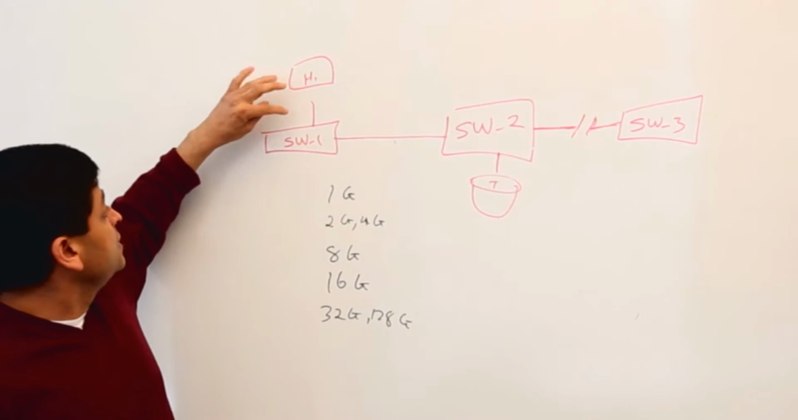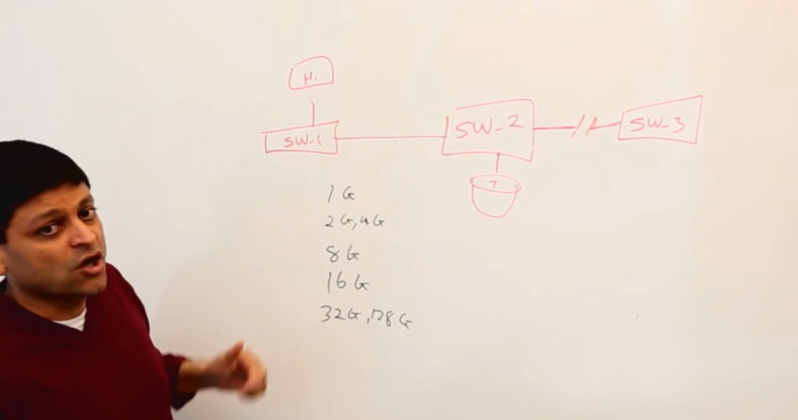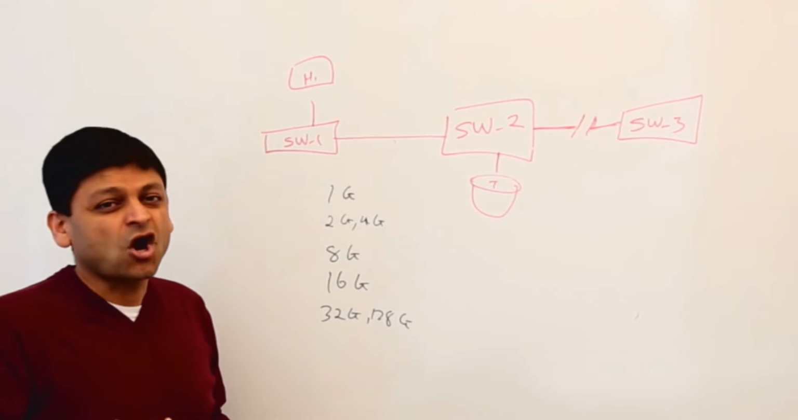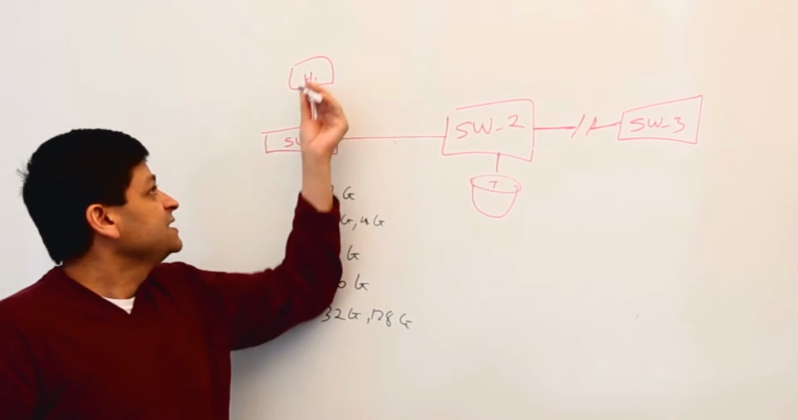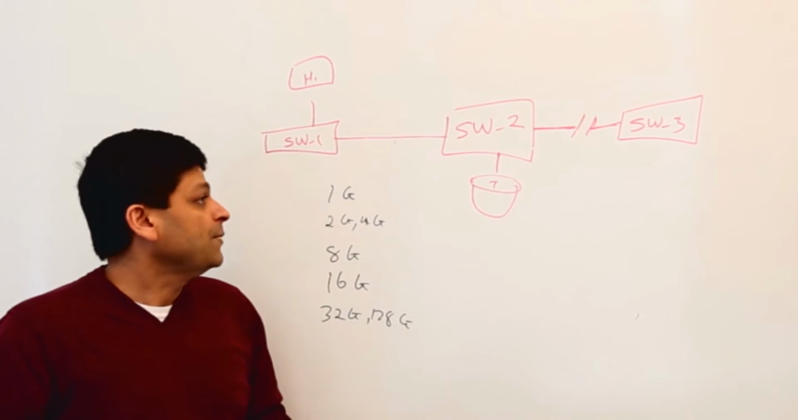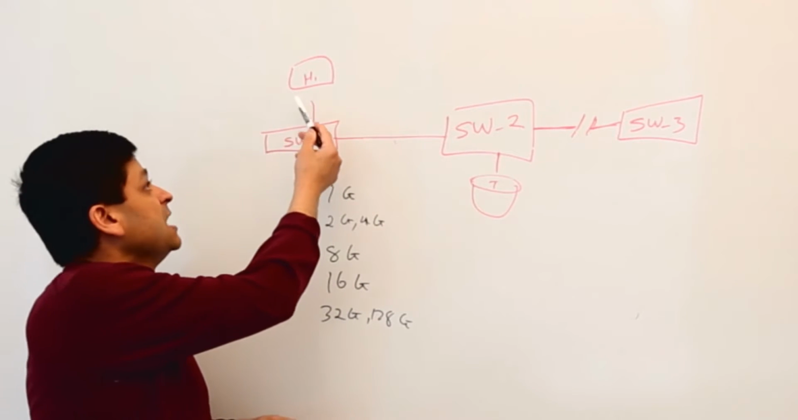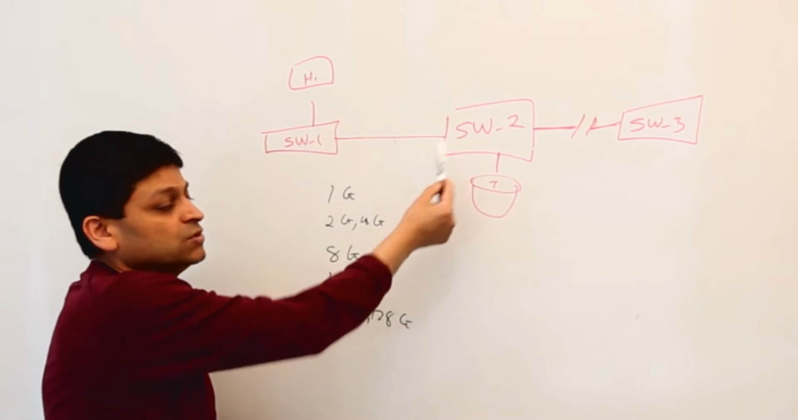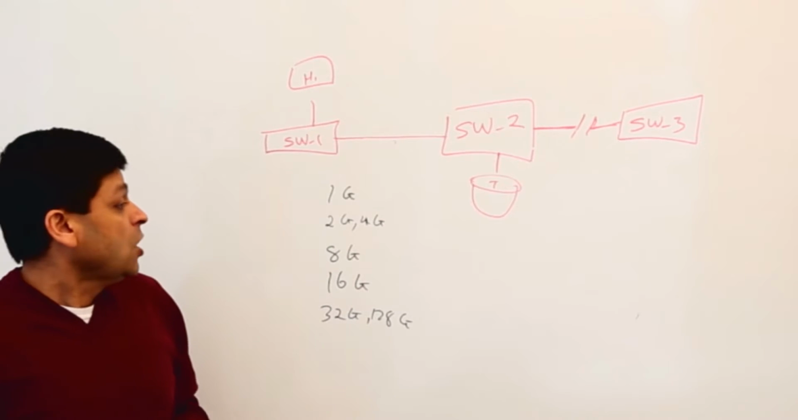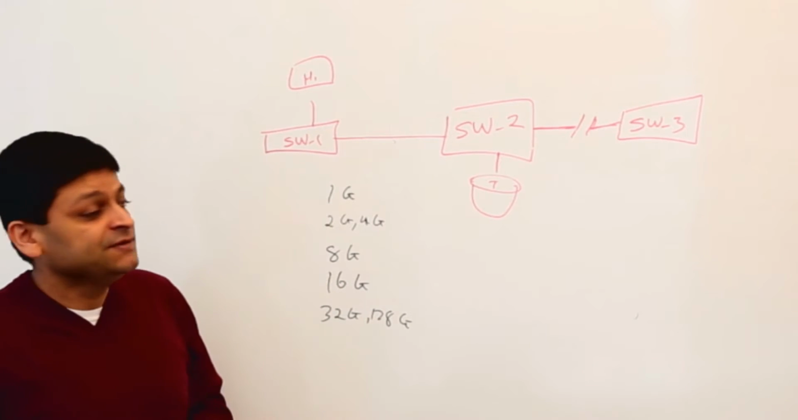Typically, the cabling here is optical cabling. There is some copper connectivity, but it's not that popular. I would say most of the time, from a device to a switch and switch to a switch, would be an optical cable or optical connectivity.